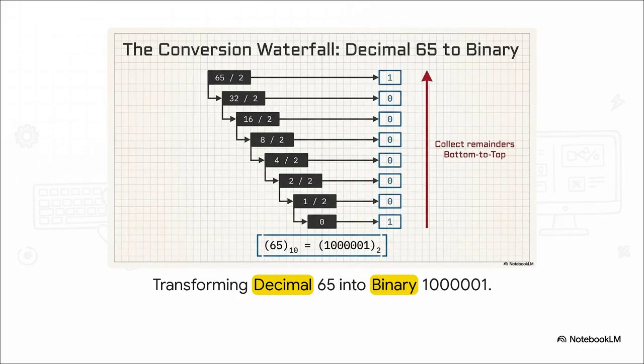Let's watch this process cascade down the waterfall. We start with our decimal 65 entering the top. Divide 65 by 2, and you get 32 with a remainder of 1. We write that 1 down. Then we take 32, divide it by 2, which gives us 16, remainder 0. We write the 0 down. We just keep flowing down the waterfall until we reach 0. Finally, read those remainders back up from bottom to top, and there it is, 1000001. We have just successfully translated a human concept into machine physics.